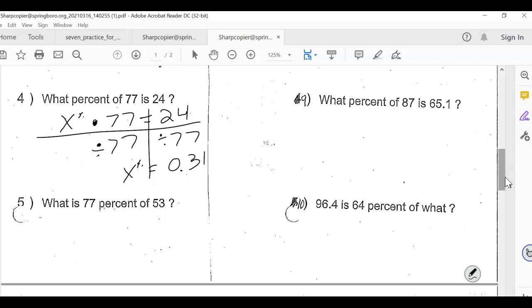So what do we do when converting a decimal to a percent? Becca. Good, because it's the same thing as? Good, so x equals 31%. Questions on that?